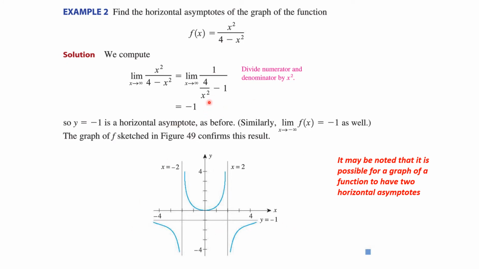And here, note that this happens whether we go to positive infinity or negative infinity. This goes to 0. So if we did the same calculation for negative infinity, we'd also get that. So you see that similarly, as x tends to minus infinity, f of x is minus 1 as well. So again, we have a horizontal asymptote, and it is y equals minus 1. It may be noted that it is possible for a graph of a function to have two horizontal asymptotes, one when we're going to positive infinity, and the other as we're going to negative infinity, although that's not the case in this example.